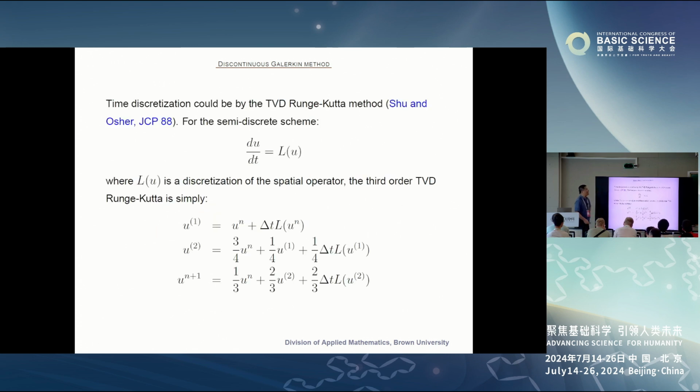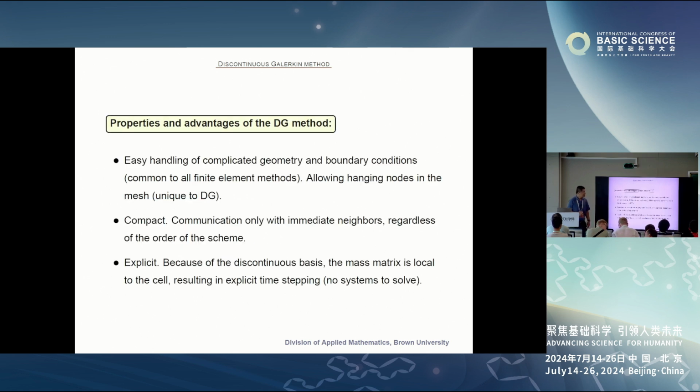Okay, how about the time? Now, I told you that I'm discretizing only the spatial variable, so for time I'm just using the usual so-called TVD Runge-Kutta, which in the third order case is just this. So you have different orders of accuracy with different formulas, but in a sense, I'm not really using DG in time. In time, I'm using the usual ODE solvers. Okay, so this is the scheme basically.